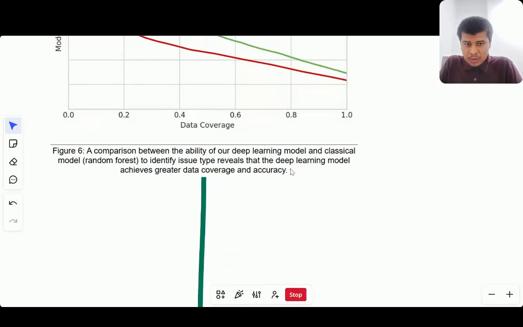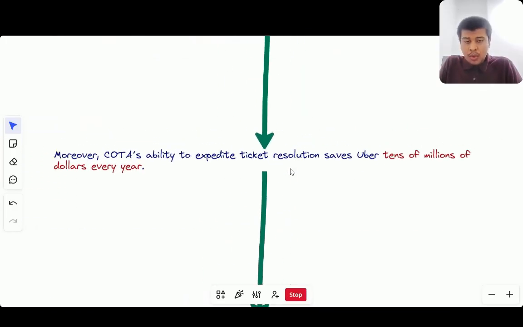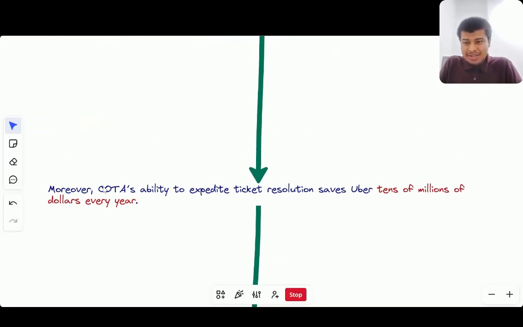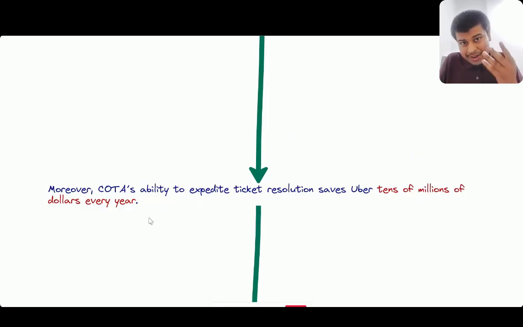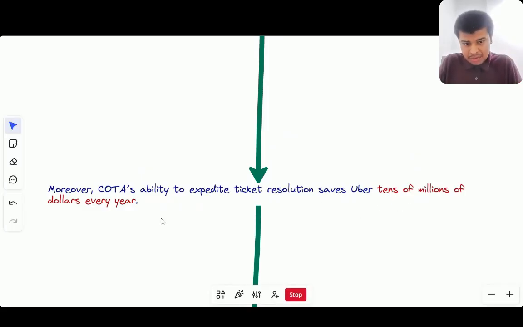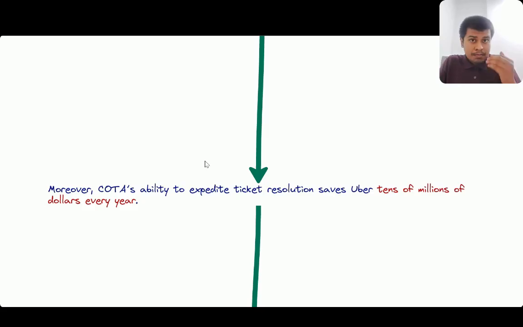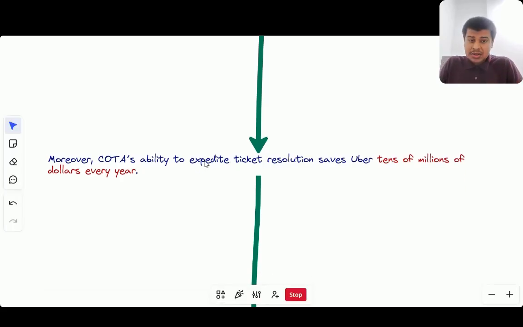Fine. So you might ask me, why did we even do this? What is the real quantifiable impact? If you see the quantifiable impact here, it's tens of millions of dollars. They have saved tens of millions of dollars because of this Coda system's ability, mainly its ability to resolve the tickets in a faster and more accurate way. Fine. So this is the impact.